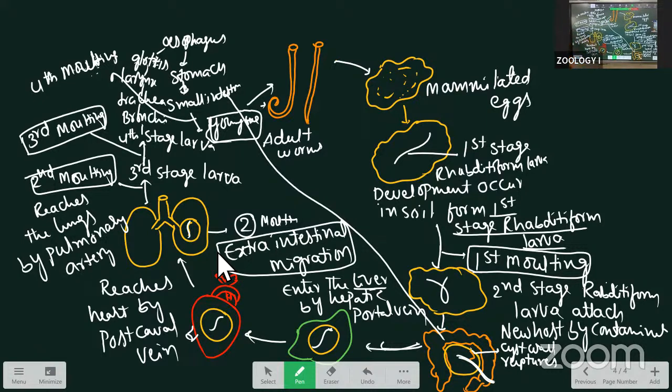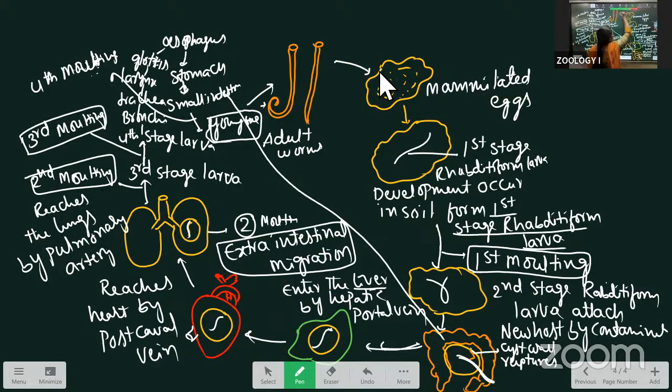One more time, I'll explain. See this one. The adult worms are present in the small intestine. They are populated inside of the small intestine and the females release mamillated eggs. How many? 2000 mamillated eggs are released. They have a rough surface, that's why we call them mamillated eggs.